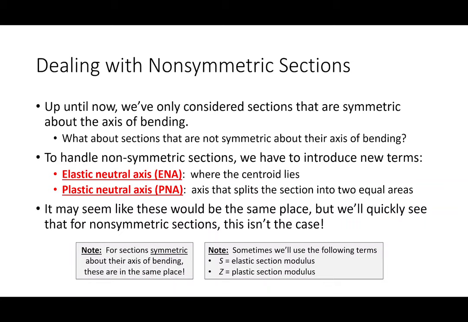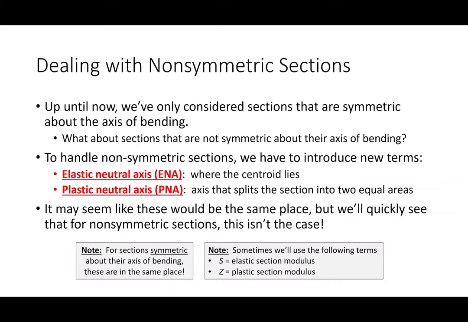Okay, if I asked you to define the centroid, I'm not talking about math. If you were to tell me what the centroid is, you would probably say the centroid is about where the middle of the shape is, right? I propose to you that whenever we're dealing with asymmetry or non-symmetric sections, we need to define two centroids, or more specifically, two neutral axes. So I'm going to use the term elastic neutral axis, and plastic neutral axis.